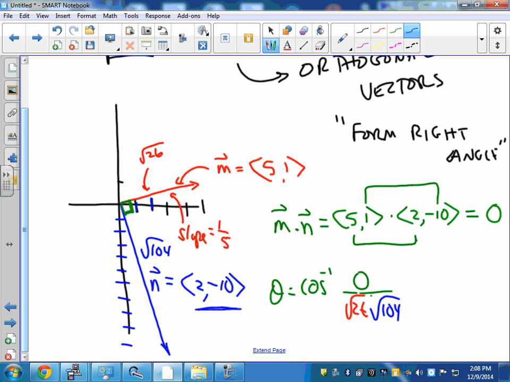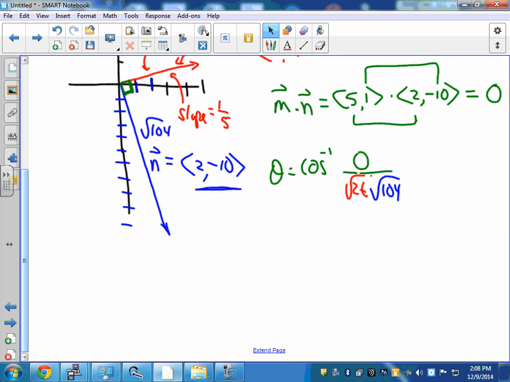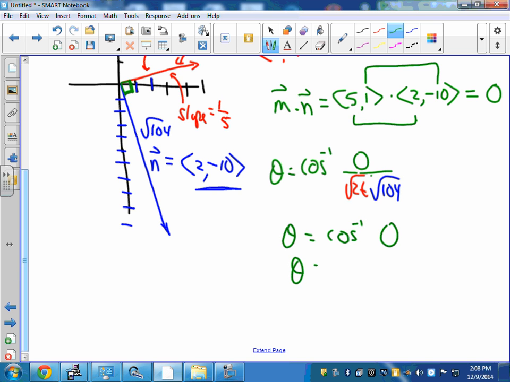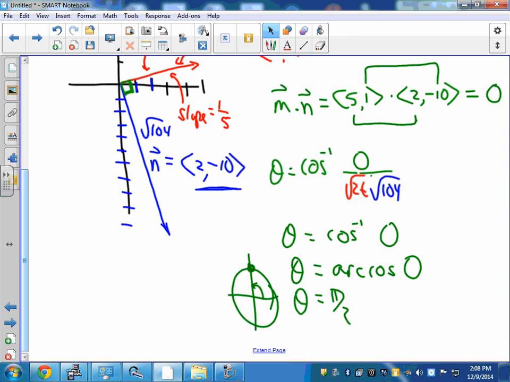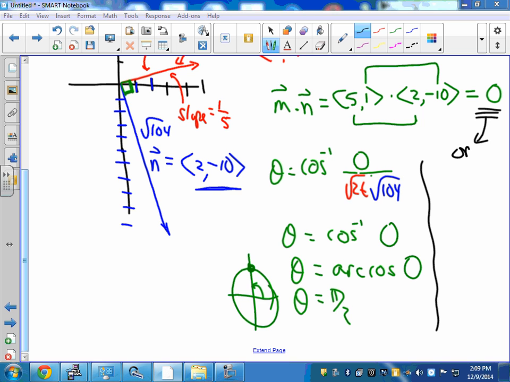Now, that fraction is zero. Zero divided by anything that's not zero is zero. So theta is the cosine inverse of zero. Theta is the arc that has a cosine of zero, unit circle. You should be pretty clear that the cosine of zero is up here. Theta is pi over two. If the dot product comes out to be zero, you don't have to do any of this. As soon as you see the dot product zero, you go, aha, these vectors are orthogonal, and you can stop. They have to form a right angle.